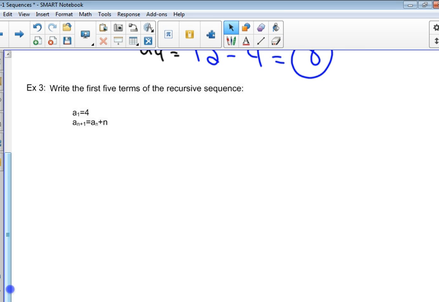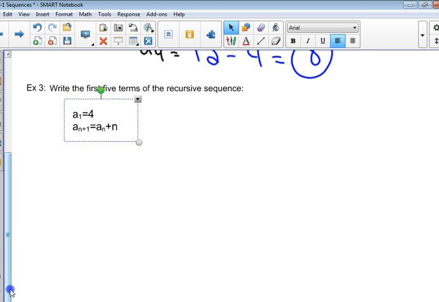Alright, so this next one, I'm going to change part of this. I told you I don't want to give you one that's quite like this. So we still have a sub 1 equals 4, but I would like you guys to do a sub n equals a sub n minus 1 plus n.